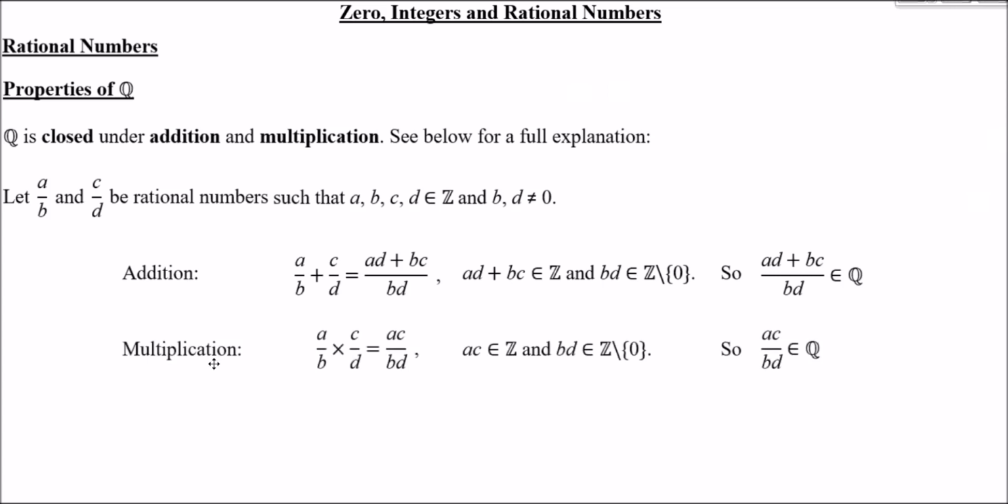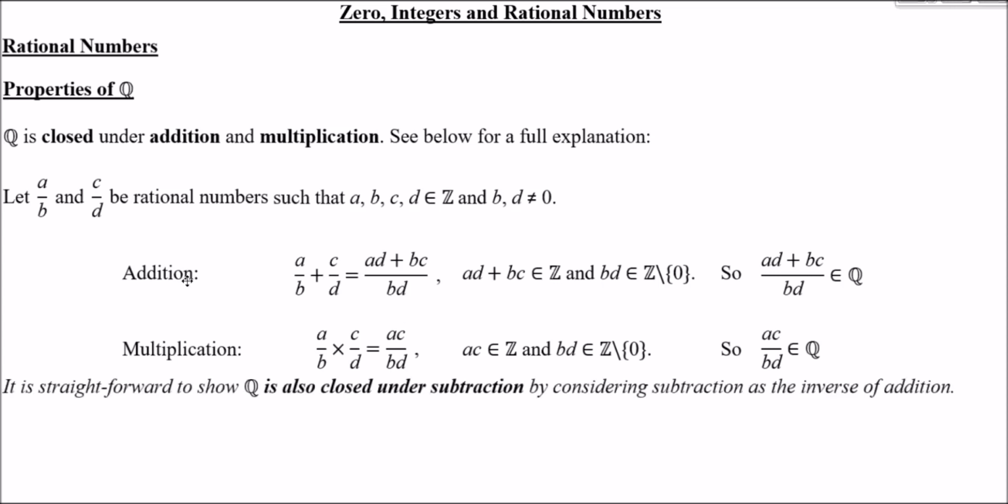Multiplication, similar really. a over b times c over d gives us a multiplied by c, and b times d gives bd. ac is an integer because, like I've said before, the integers are closed under multiplication, and similarly for bd. So this gives us another integer over another integer, which therefore is a definition of a rational number too.